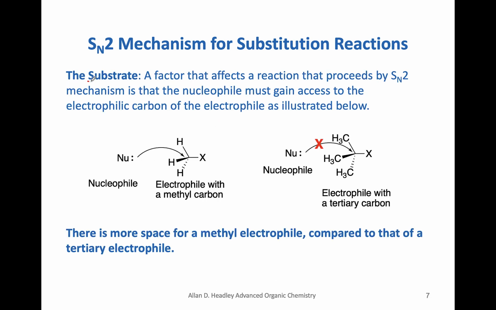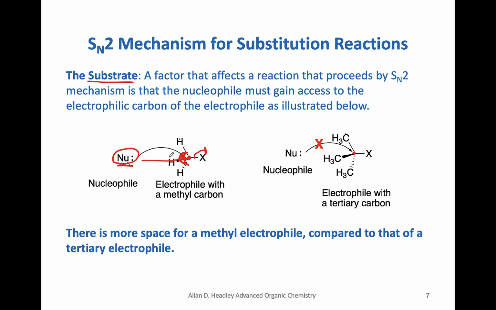Let us look at the substrate or the electrophile. So here's the electrophile for this reaction. Here, the nucleophile has to gain access to this carbon and come right in to kick this out here to give the product, which means that there has to be a lot of space in this region around this carbon for the nucleophile to gain access. As you can see over here, if we have methyl groups or alkyl groups here, it's crowding this electrophilic carbon. Whereas if this were hydrogen, much smaller, there's more space for the nucleophile to come in.